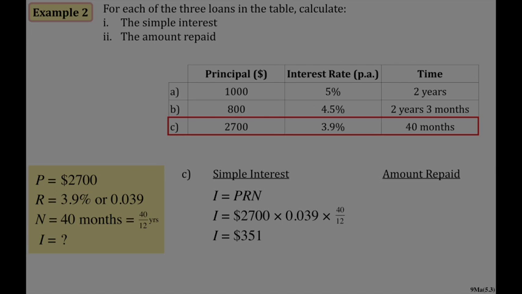How much do you have to pay back? Well, you always have to pay back what you've borrowed plus the interest. So you'll have to pay back $2,700 plus the $351 interest. So to take out a $2,700 loan, you're going to have to pay back $3,051.